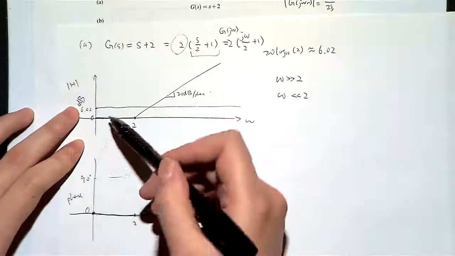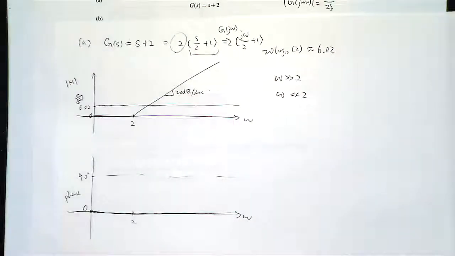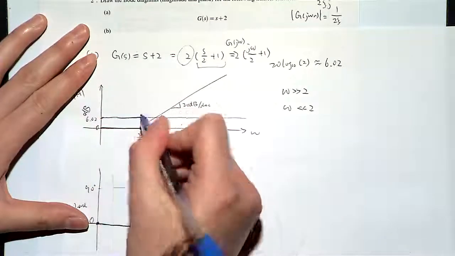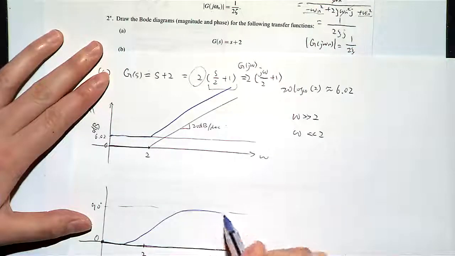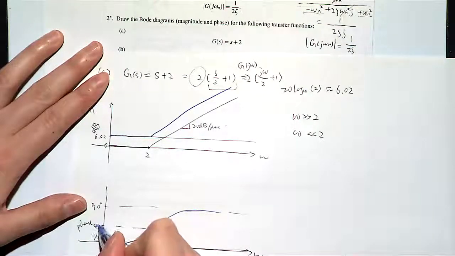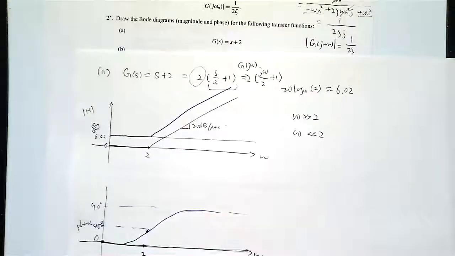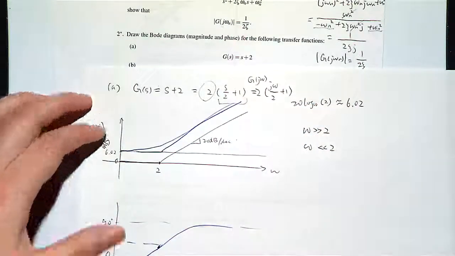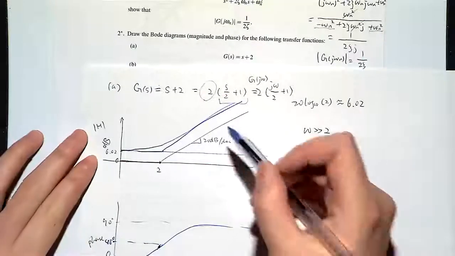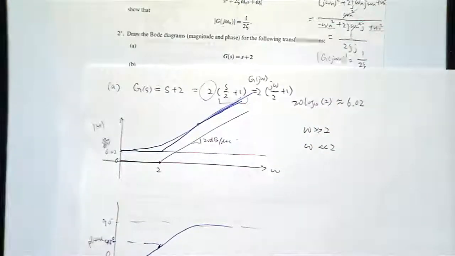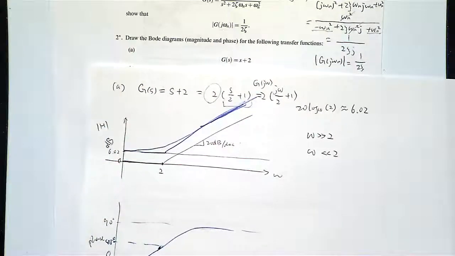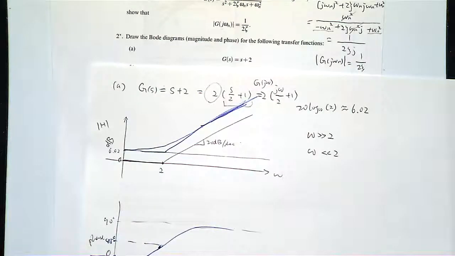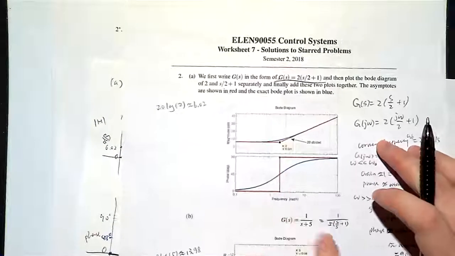So if you combine these two lines, you eventually have something like this, right? Oh, this should be 45 actually. In reality, it's smoother, so you get something like this. Alright, so that's for A. And actually you can check against your answer that it looks like this.